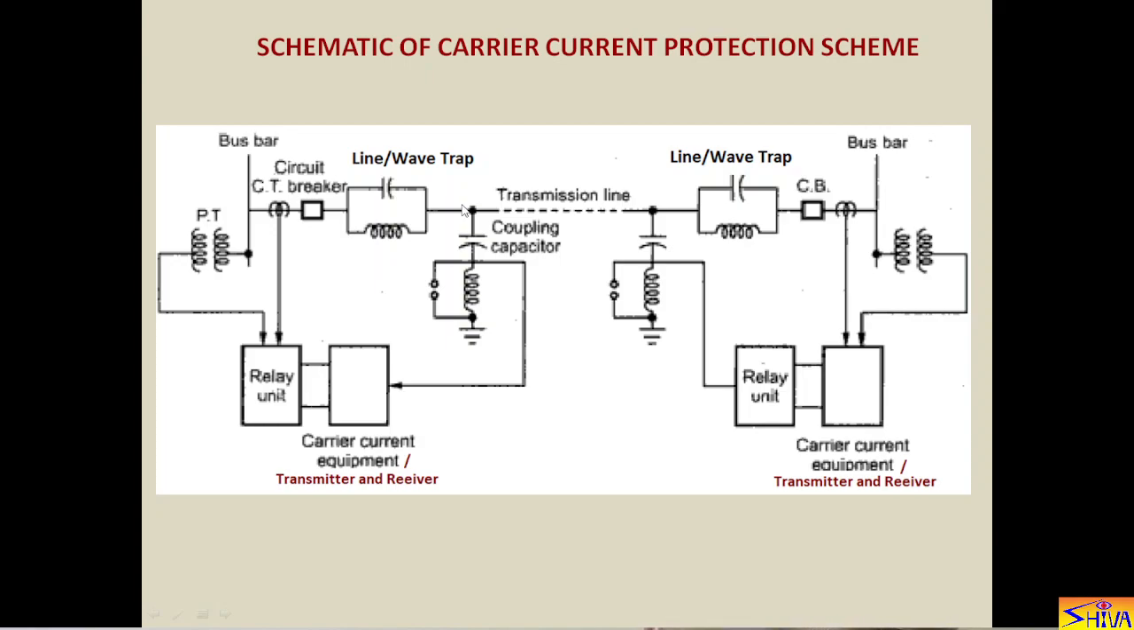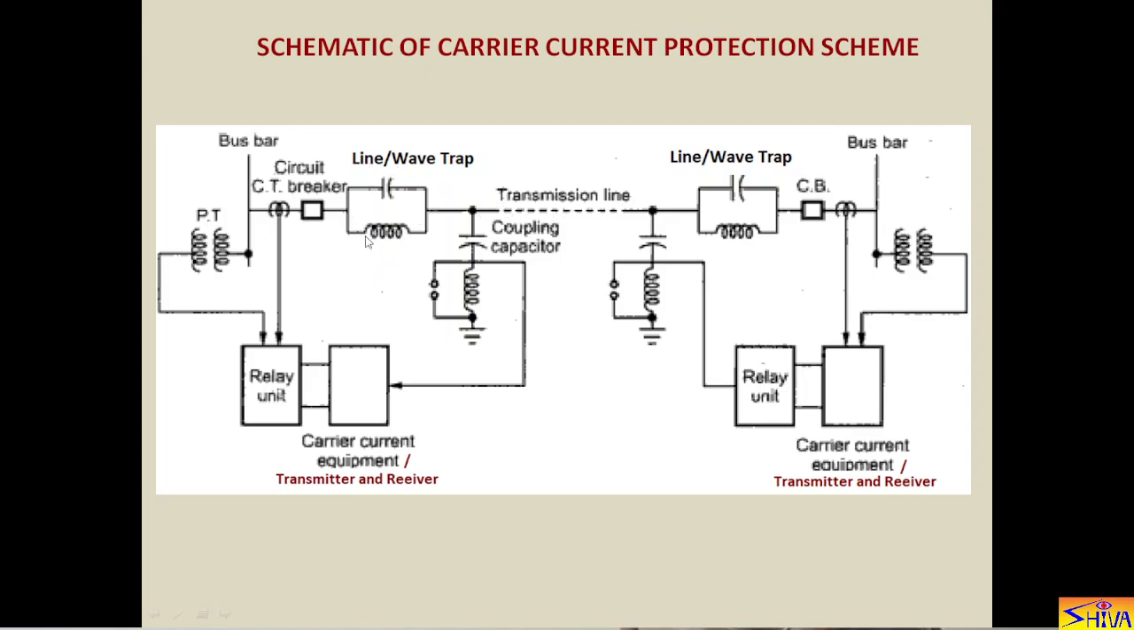I have told that in carrier current protection scheme, signals of very high frequency are transmitted from one end to the other end in order to cause the simultaneous tripping of the breakers at both the ends. So these high frequency signals are transmitted through the transmission line. Through this transmission line, the power signals are also transmitted. The power signal frequency is 50 Hz, whereas for the carrier signals the frequency is in the range of 30 kHz to 700 kHz. So that is high frequency.